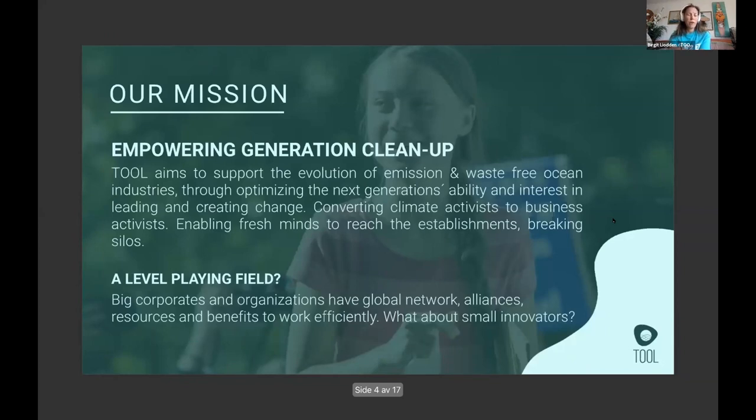We believe that in order to reach an evolution of emission and waste-free ocean industries, we need to work with the next generation. Their ability and interest in leading and creating the change, and also converting this generation of climate activists into becoming business activists, delivering the solution that our world and the ocean needs. But today we see that the big corporates and the big organizations have global networks, they have alliances, they have resources, they have benefits to work really efficiently. They have the opportunity to keep power. But what about the small innovators? That's what we have been looking into.